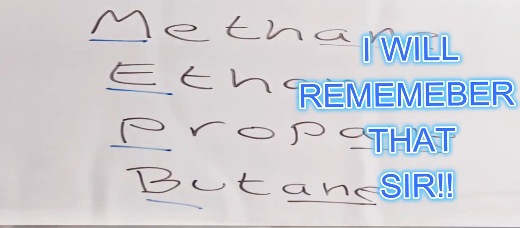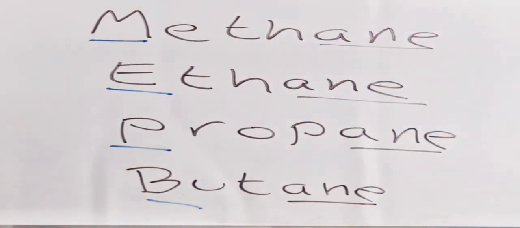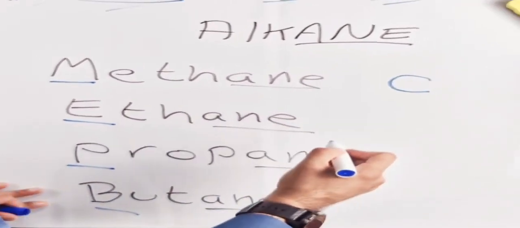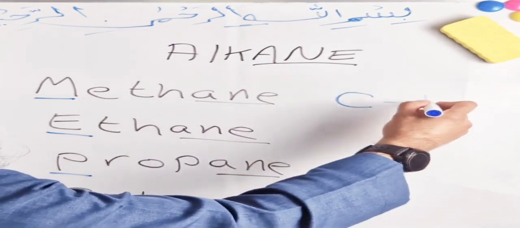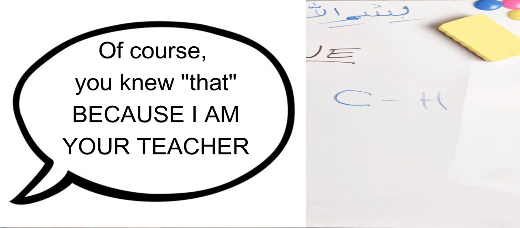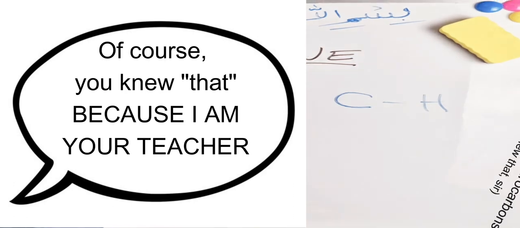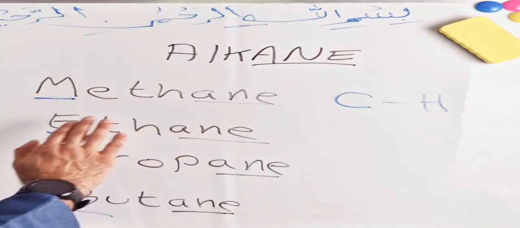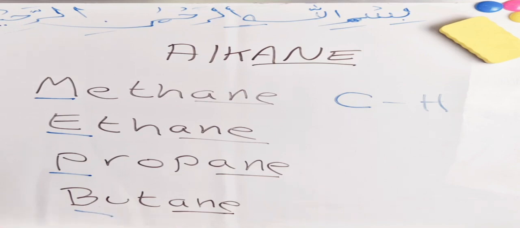Now, what are they? As I mentioned in the beginning, they're hydrocarbons. A hydrocarbon is anything which contains a carbon atom together with a hydrogen atom. Okay? Four hydrocarbons are methane, ethane, propane, butane. Let's now look at methane.